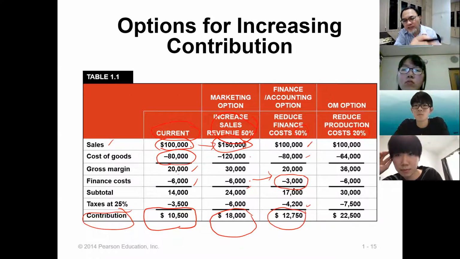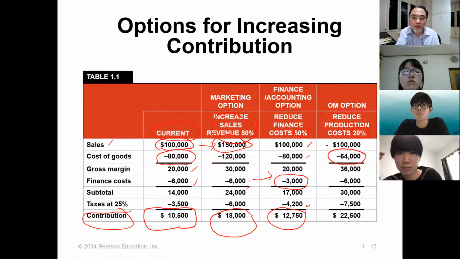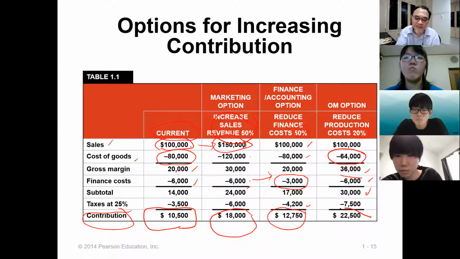So that is the second option. So let's go to the third option. If I'm able to find ways of reducing production costs, reducing material wastage, reducing time to produce, then my cost of goods sold, because this is the amount that goes into your cost of goods, is reduced by 20%. Then your margin increases to 36,000 minus your finance cost, and then your subtotal 30,000 minus your tax.